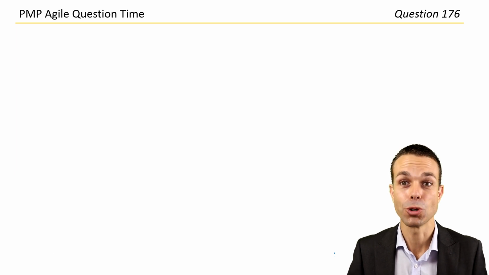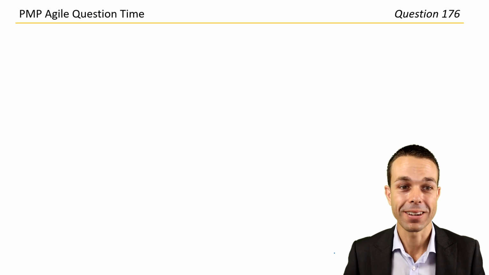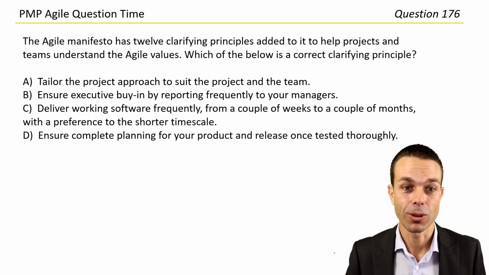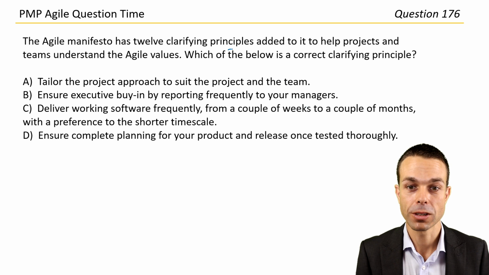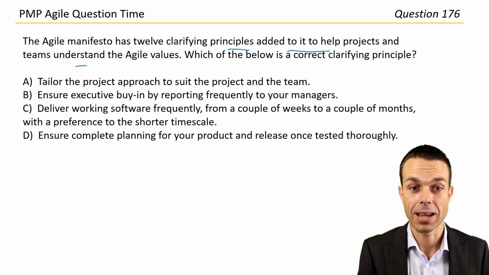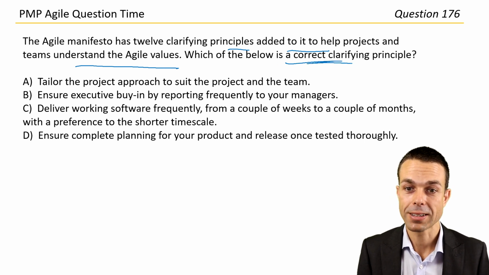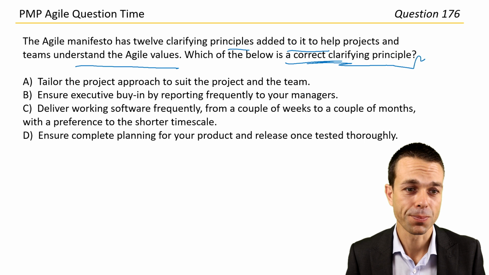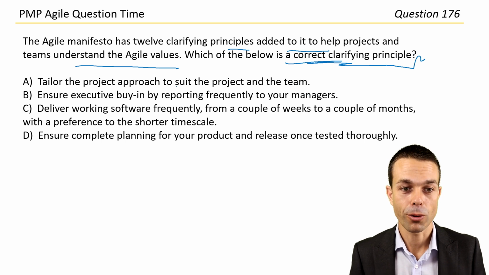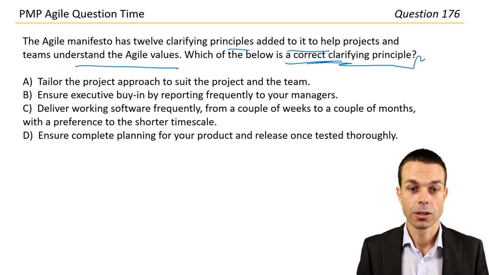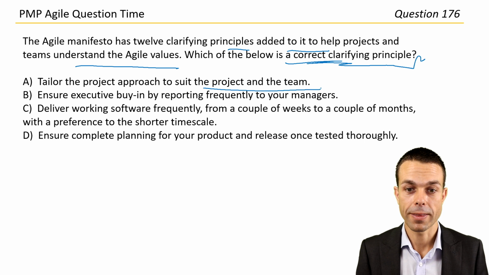All right, last 2 questions, guys. Well done. We've got the Agile Manifesto, which has 12 clarifying principles added to it to help projects and teams understand the Agile values. Which of the below is a correct clarifying principle? Tailor the project approach to suit the project and the team. Yes, I love that one.